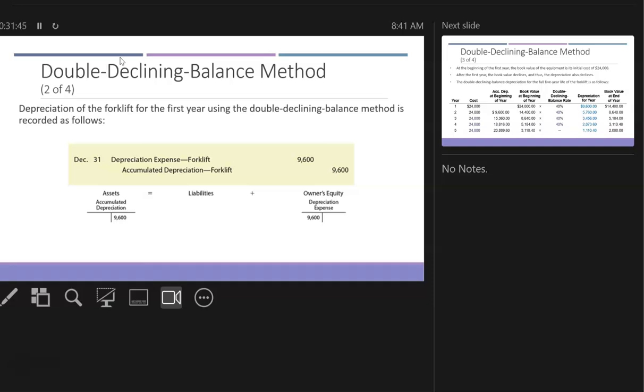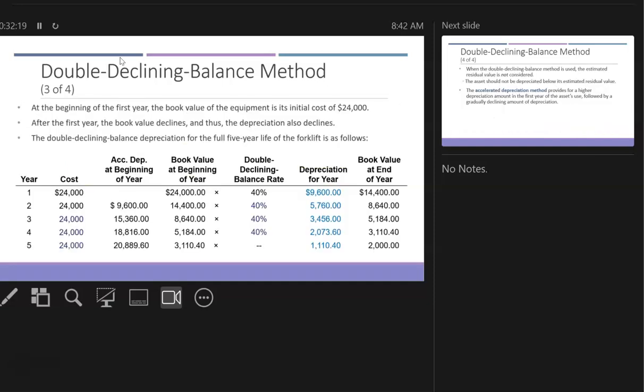If we say that a forklift is going to have a useful life of 5 years, right? And we take the cost of the asset, divide it by 5, and multiply it times 2. That's how we get the double declining balance. There's going to be a lot more depreciation at the beginning of the life of an asset, and it's going to decrease rapidly.